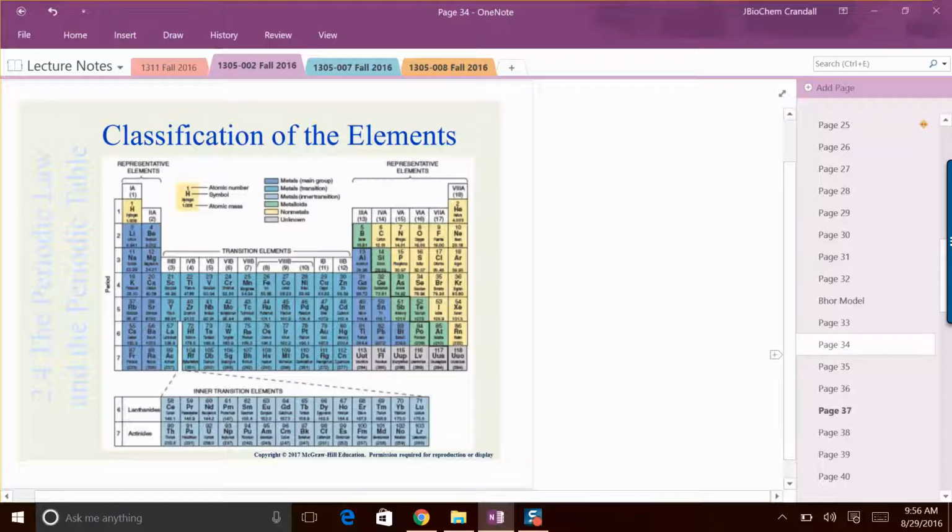We're going to look at the periodic table, okay? And kind of see how it's designed and the different parts of it, which we've already identified most of. So here you see all the blue. Remember what I said about the blue? The blue is what? Metals. The periodic table is mostly made up of metals.